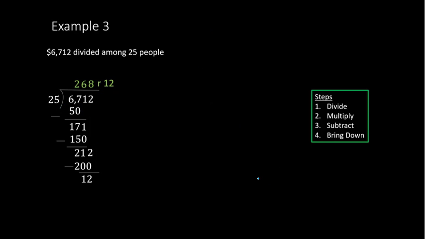Now we could double check our work if we wanted. To check, we would do the 268 times the 25 and then add the remainder of 12. So we would do 5 times 8 to get 40. Take the 0, carry the 4. 5 times 6 plus 4 is 34. Take the 4, carry the 3. 5 times 2 plus 3 is 13. And then we can put a 0 here and repeat.